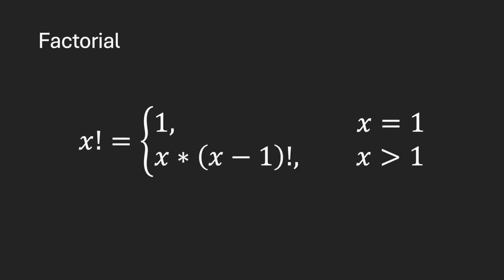Let's look at a concrete example of recursion through the factorial function. We can define factorial like so. X factorial is defined as 1 if x is equal to 1, and it's x times x minus 1 factorial if x is greater than 1. Let's see this in action.